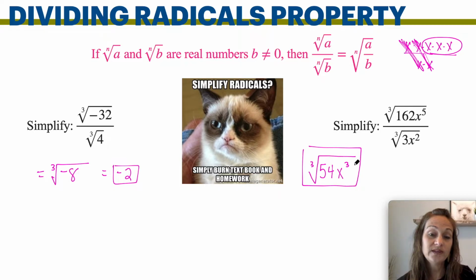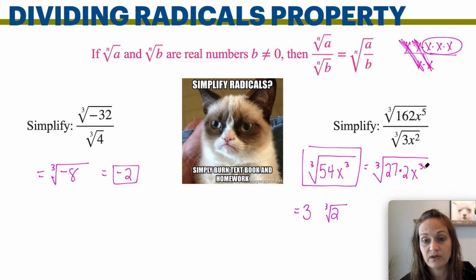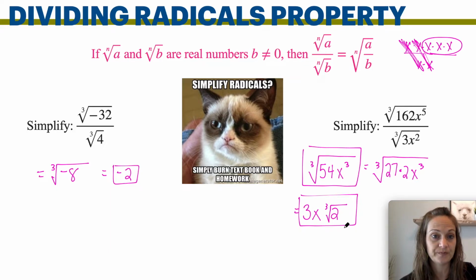Now, we can simplify this. What perfect cube goes into 54, which is 27? So the cube root would be 27 times 2, and then x to the 3rd. So the cube root of 27 is 3. You're left with a cube root of 2 on the inside, and then the exponent you divide by the index. 3 goes into 3 exactly 1 time. So your answer is going to be 3x with the cube root of 2.